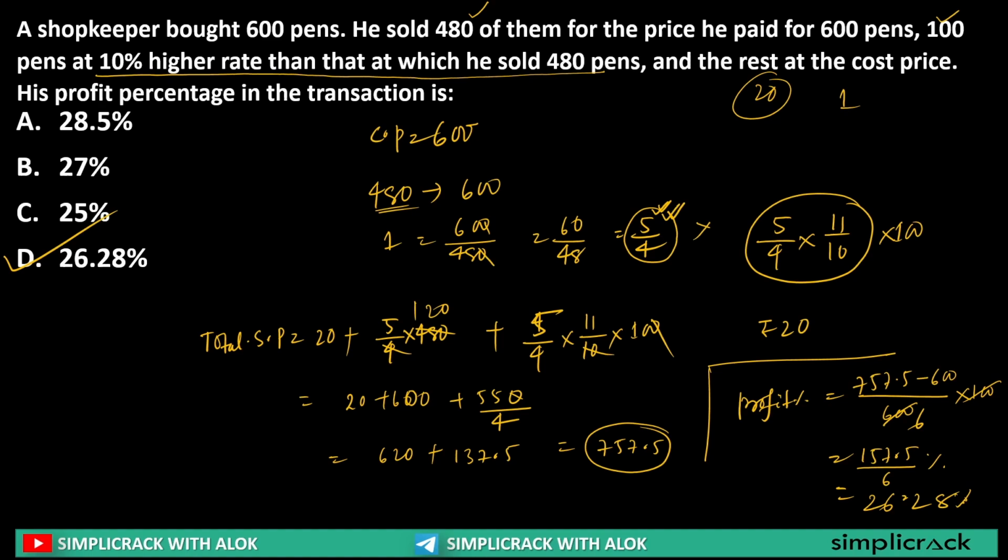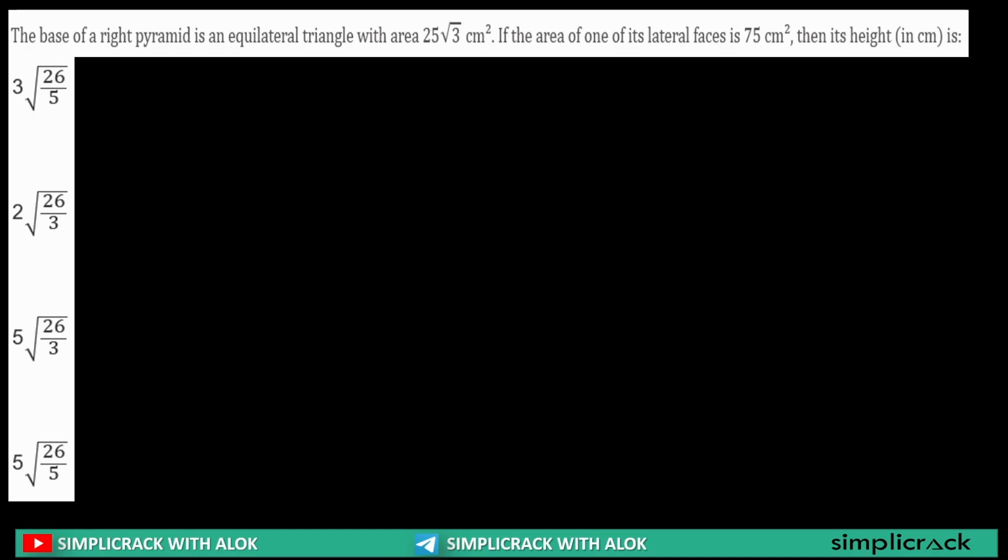Okay, clear. Now the next question. The base of a right pyramid is an equilateral triangle with area of 25 root 3 centimeter squared. See, if the area of an equilateral triangle is 25 root 3, that means root 3 by 4 a squared, root 3 will cross out, a squared is equal to 25 into 4, a is equal to 10. Clear? Now, if the area of the lateral surface is 75, find out the height.